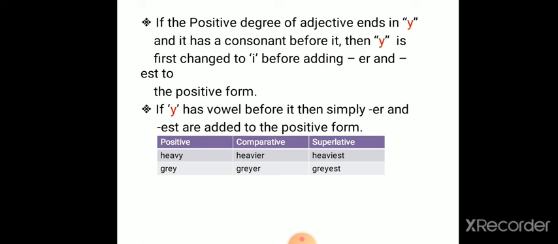Now one more rule is that if y has a vowel before it, then simply add er and est to the positive form, like grey. See what happens here. Before y a vowel is there, that means e is a vowel. So what happens here, if a vowel is there before the letter y, what we have to do is simply add er and est to the comparative and superlative degrees. So what will it become? Grey will become greyer and greyest.